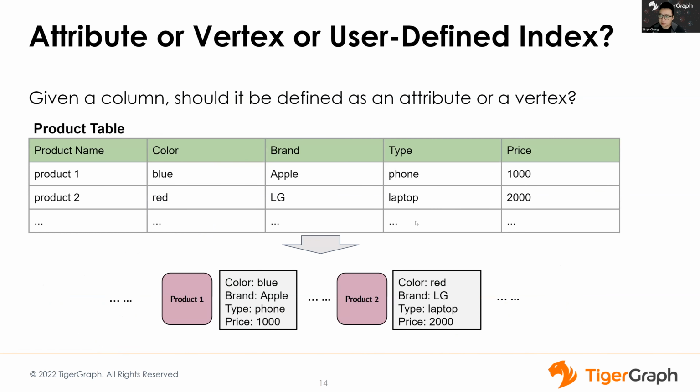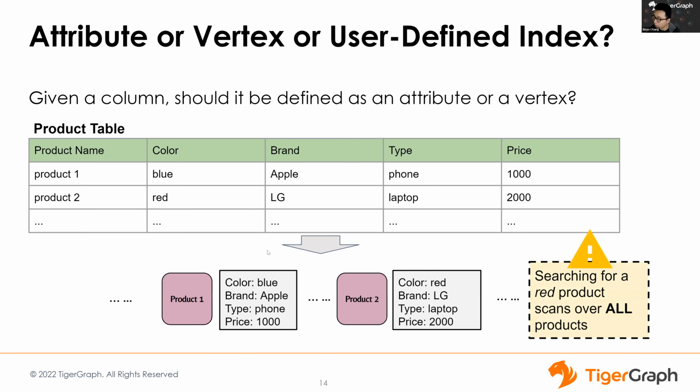Okay, so the next topic I want to discuss is like a suite. Let's look at the table in the center of the slide. Let's say we have a product table. A product may have color, brand, type, and price. How do we make the decision? Should the column color be a vertex, or should it be an attribute, or should it be an attribute with a user-defined index? Because if they are just plain attributes, now I ask a question, okay, give me all the red colored products, that is actually a full table scan, or we need to scan all the products in order to find those that are in the red color.